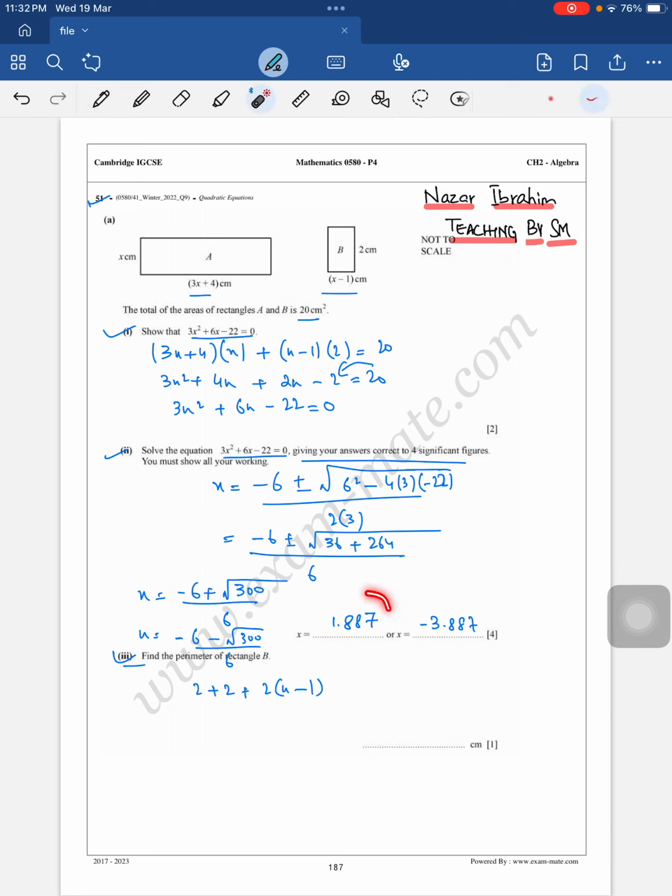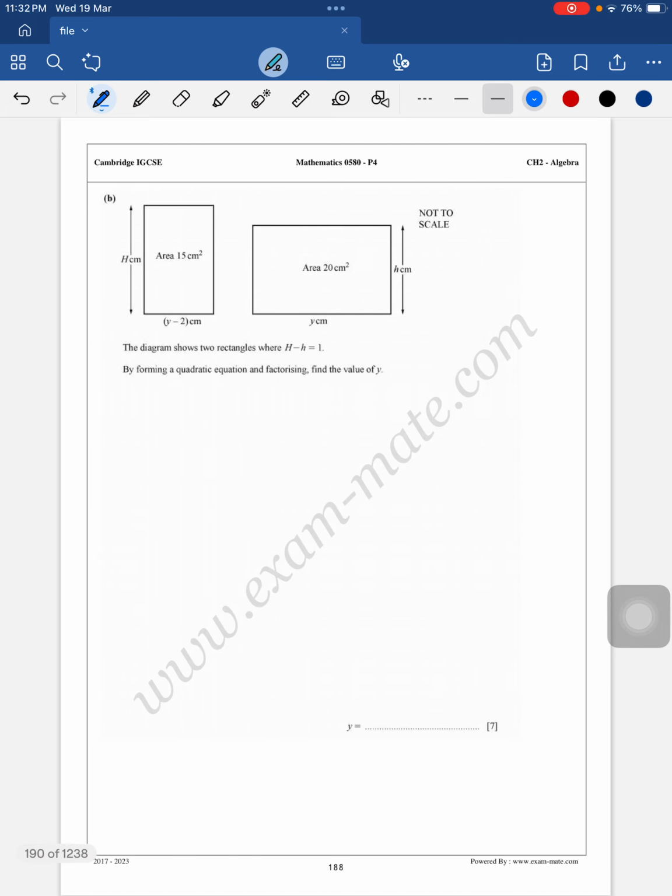Positive value of x is this. So 2 plus 2 is 4, plus 2 into 1.887 minus 1, that is 1.774. So adding 5 in this, so 4 plus 1.774 is 5.774. Part B, the diagram shows two rectangles again, where big H minus small h is equal to 1, right?